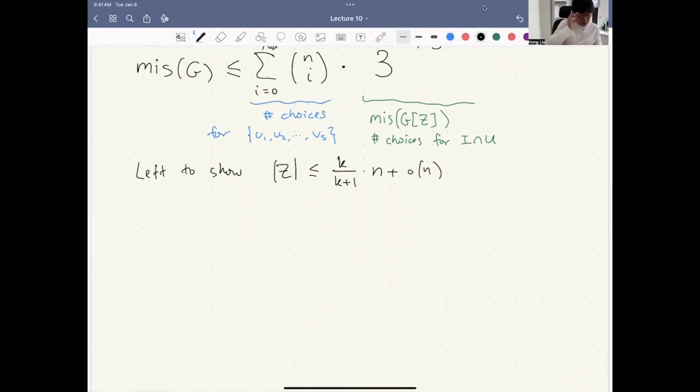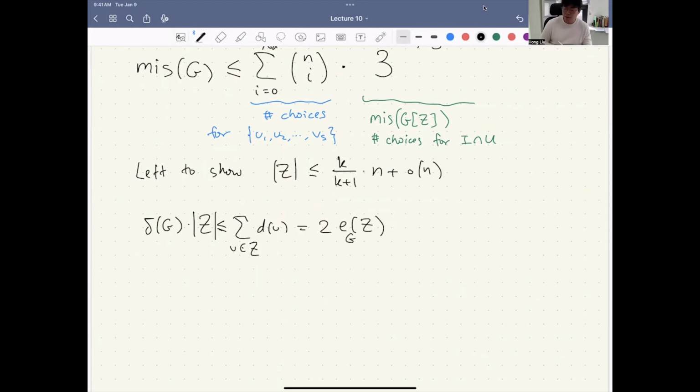Proof. Why is this true? Let's count the degree sum in Z. The degree sum in Z is at least, trivially, the minimum degree of G times the number of vertices in Z. And this equals 2 times the number of edges in Z, since they get counted twice, plus the edges at the boundary going from Z to V minus Z.